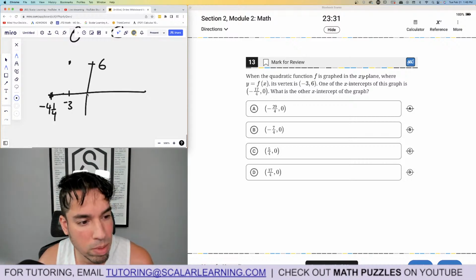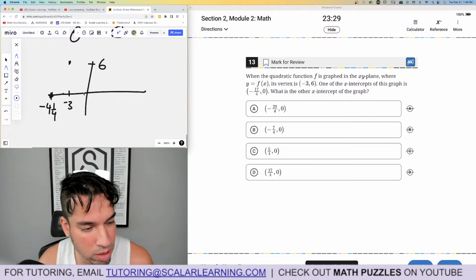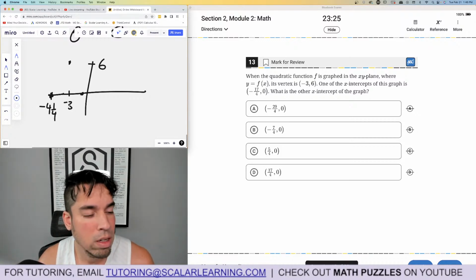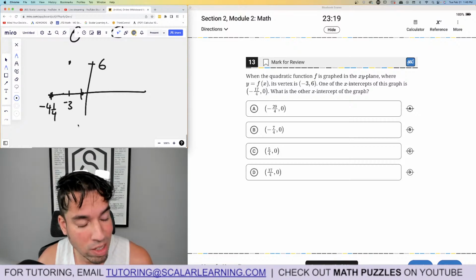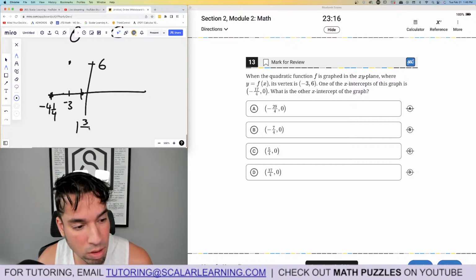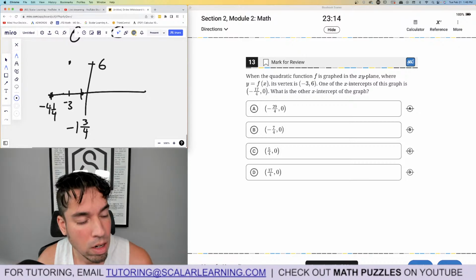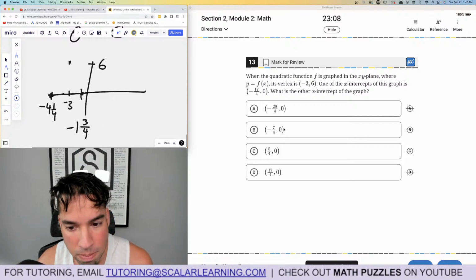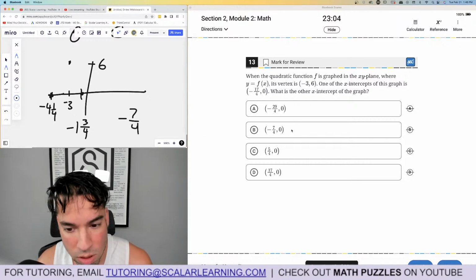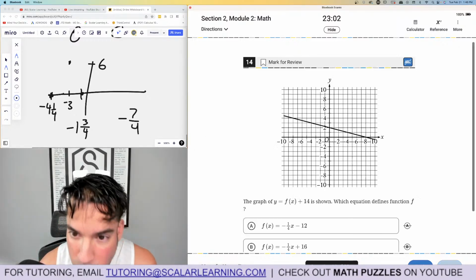The other one's going to be on the opposite side, equidistant away. I didn't draw this to scale exactly, right? But here I'm going down by 1 and 1/4. Here I'd be going up by 1 and 1/4. So it's like I'm adding 1.25, which gives me negative 1 3/4, right? Let me just double check. 1.25. Yeah. So it should be negative 1 3/4. And then as an improper fraction, which they have here, it becomes negative 7/4, comma 0. So B is the winner. Boom, done. 14.